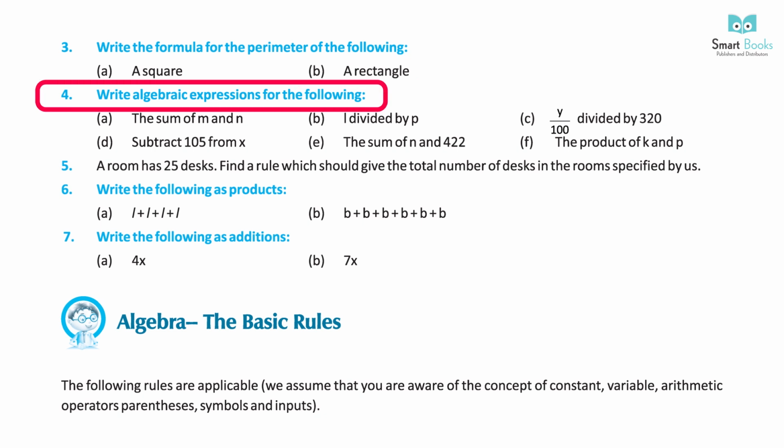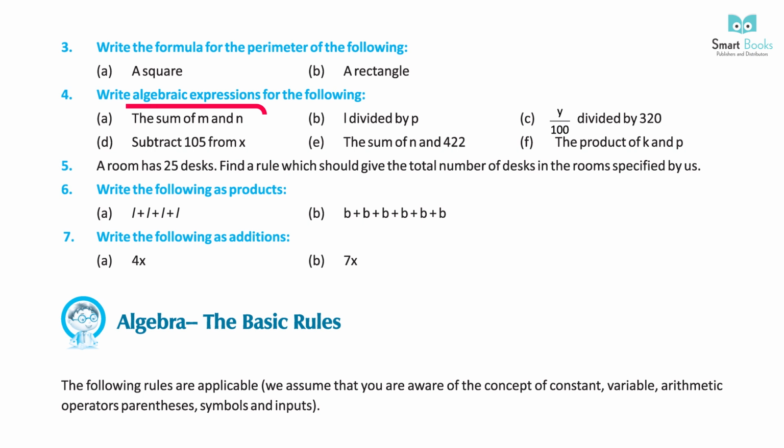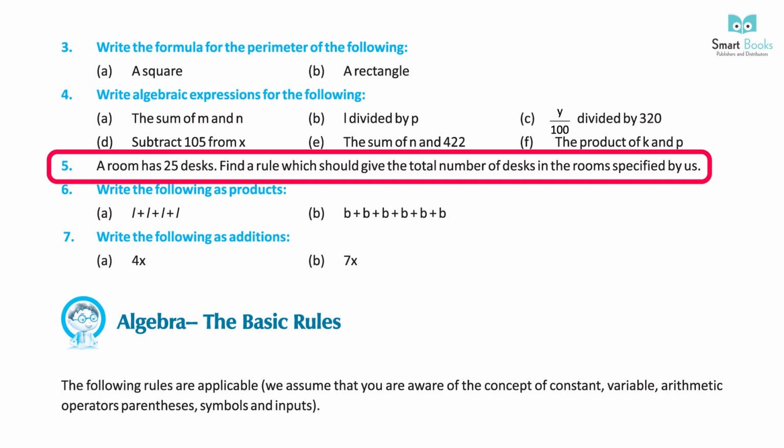Question 4. Write algebraic expressions for the following. A. The sum of m and n. Solution: m plus n. B. 1 divided by p. C. y upon 100 divided by 320. D. Subtract 105 from x. Solution: x minus 105. E. The sum of n and 422. Solution: n plus 422. F. The product of k and p. Solution: kp.